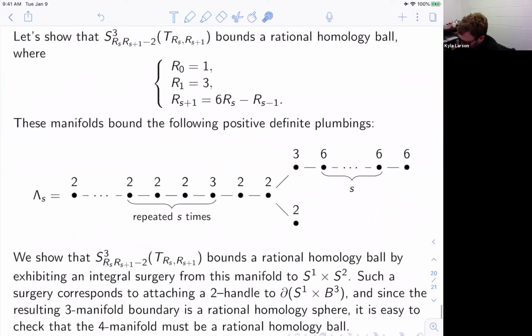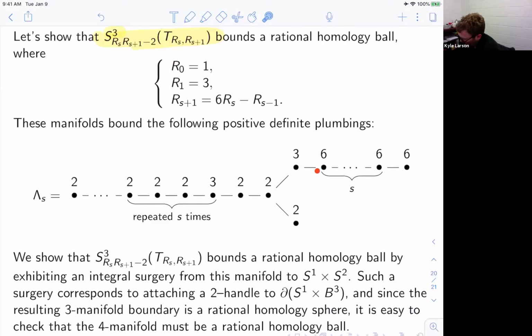In particular, I want to look at this one family. So last week, I gave you the whole list. This is one of these infinite families that does bound rational homology balls. And it's defined using this recursive sequence. Now, admittedly, if described like this, it seems quite mysterious. Where does this recursive sequence come from? But it, in fact, comes from a family of plumbing graphs that all admit embeddings. So the corresponding lattice or plumbing graph is exhibited here.